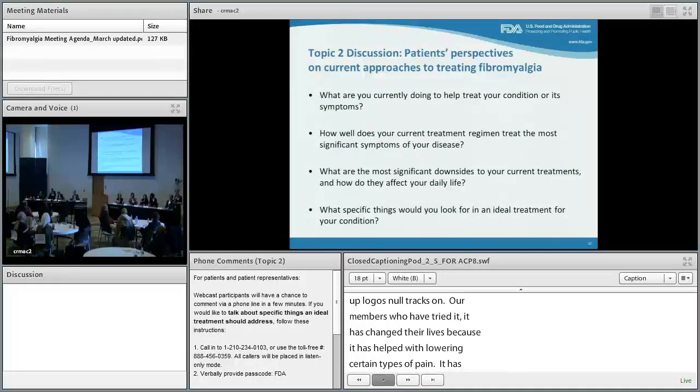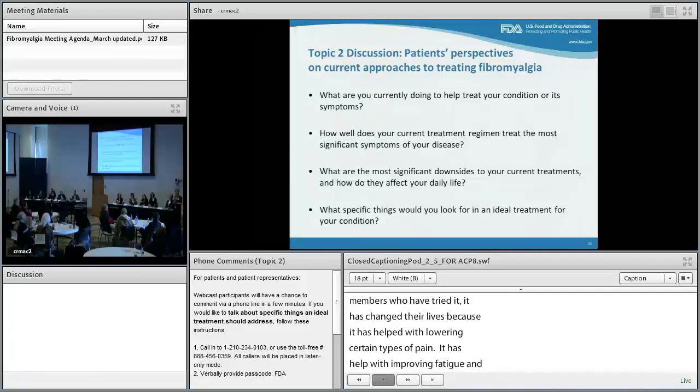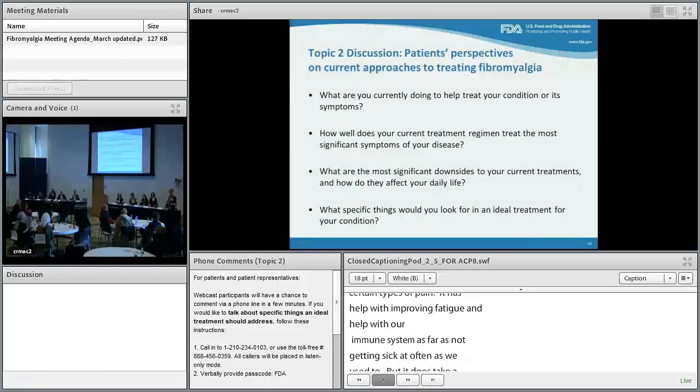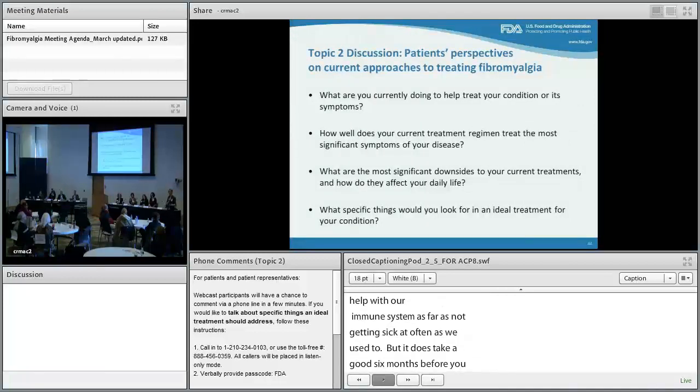It has helped with improving fatigue, and it has also helped us with our immune system as far as not getting sick as often as we used to. But it does take a good 6 months before you notice the difference. But since it is a generic, we feel like there needs to be so much more research done on it to see if it helps more people.